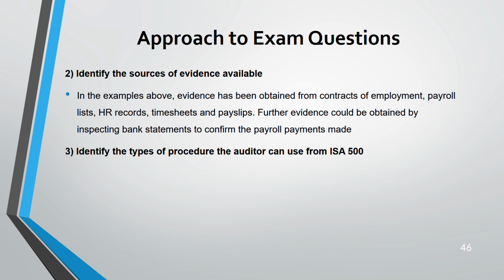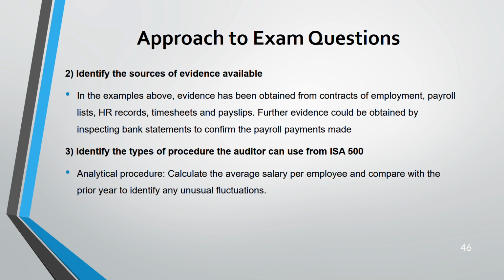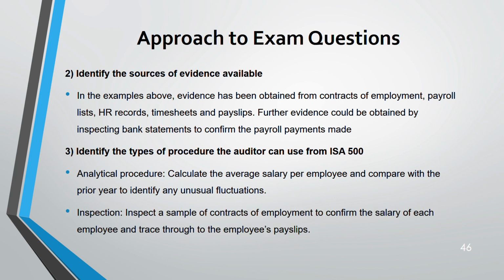Third, identify the types of procedure auditors can use. For example, analytical procedure. This is to calculate ratios and all, to compare with the previous year, to find any kind of fluctuations. Like, let's say you calculate average salary per employee and compare it with the previous year. Or you can inspect, recalculate, reperformance, observe, inquiry, analytical procedure. I told you there are so many audit procedures. They will have these words.